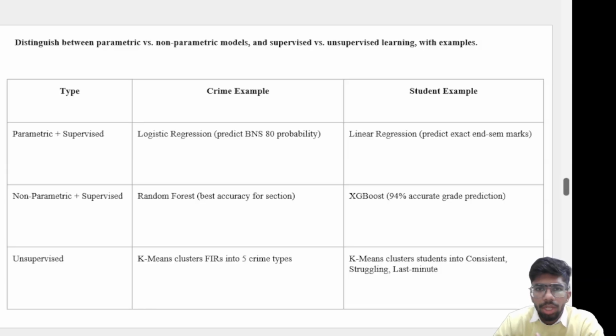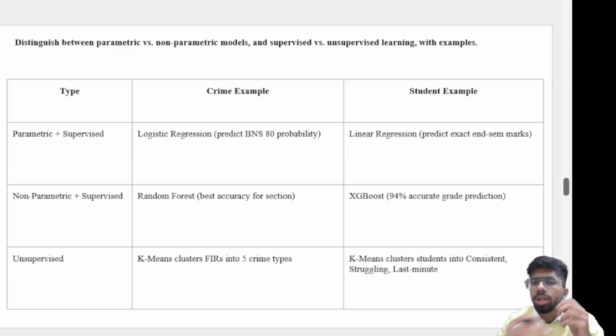Now, unsupervised models do not use labeled data. The goal is to discover hidden patterns or structures. In the crime example, I have shown K-means clustering of FIRs into 5 crime types. Here we do not label the data beforehand. The algorithm discovers clusters like dowry-related, land dispute, injury-based, domestic harassment, and so on. In the student example, similarly, K-means can cluster students into groups such as consistent performers, struggling students, last-minute learners. This helps identify intervention strategies without needing labeled outcomes.